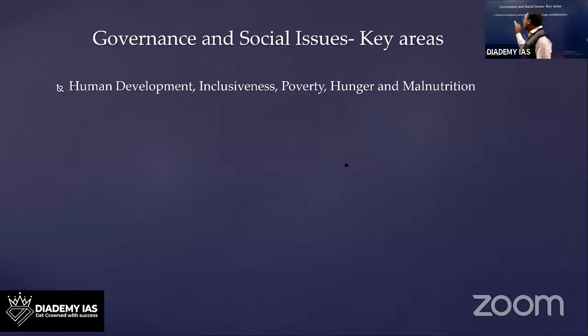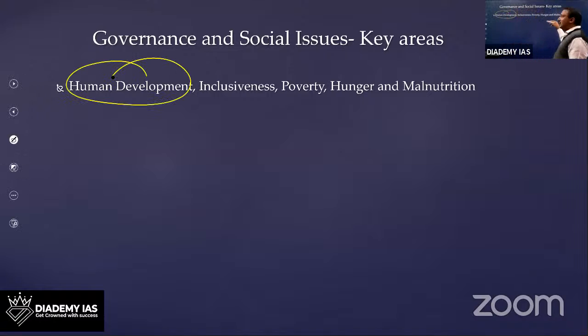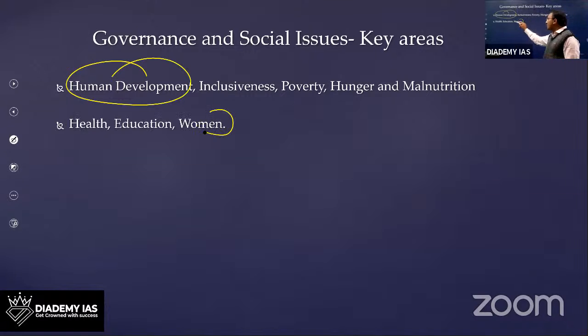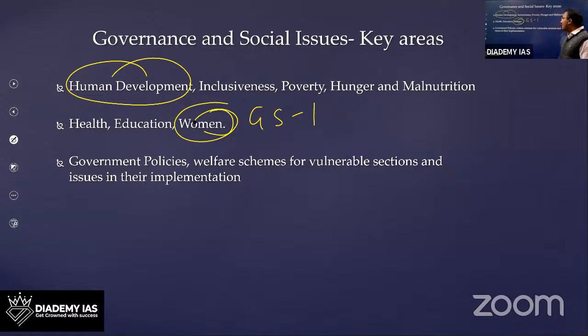Key areas include human development, inclusiveness, poverty, hunger and malnutrition, health, education, and women. Now these topics overlap with GS paper 1 also, because in GS paper 1 also we have topics like women. Okay. Government policies, welfare schemes for the vulnerable sections and the issues in their implementation.